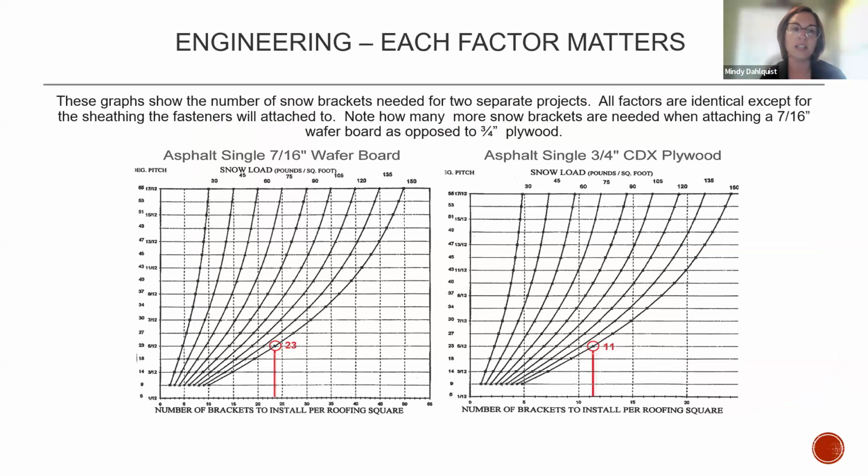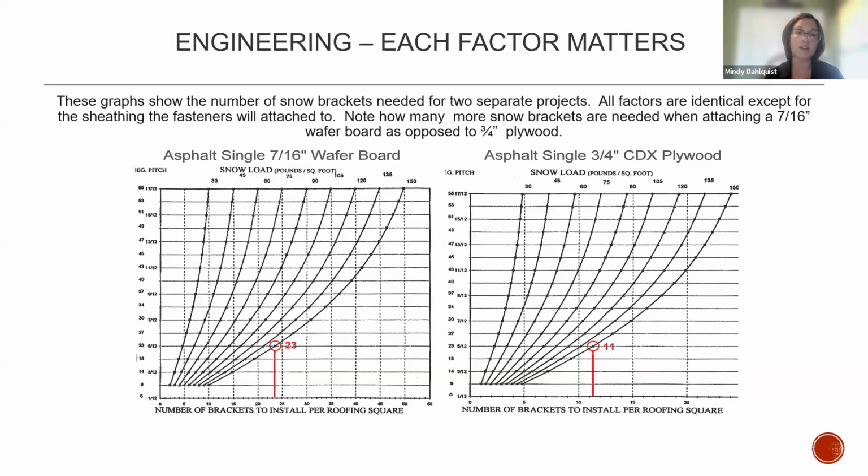All of those factors need to be indicated, and all factors on these projects that I'm looking at currently on these two graphs are exactly the same, except these two projects are perfectly the same minus the sheathing that will be utilized. So the project on the left is 7/16 wafer board. The project on the right is 3/4 inch CDX plywood. And as you can see, the number of brackets to install per roofing square goes completely from 23 to 11, depending on which product is utilized for the sheathing.